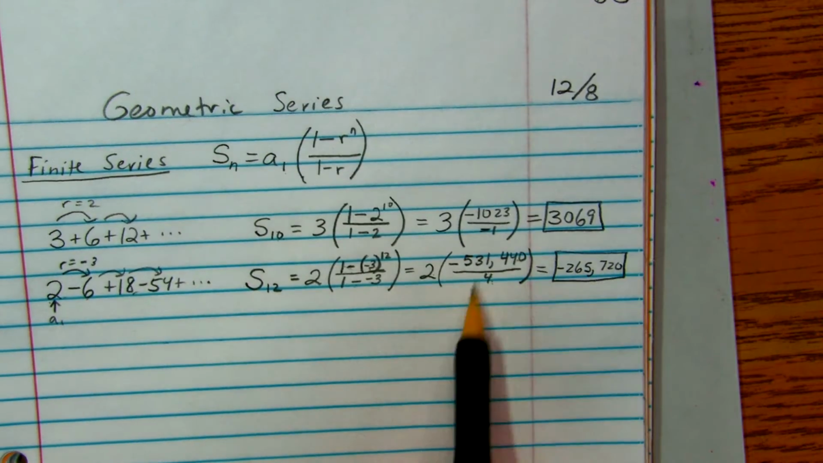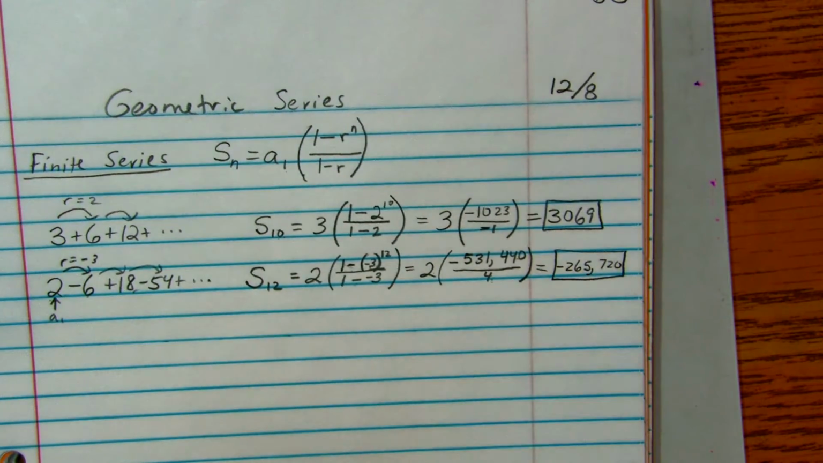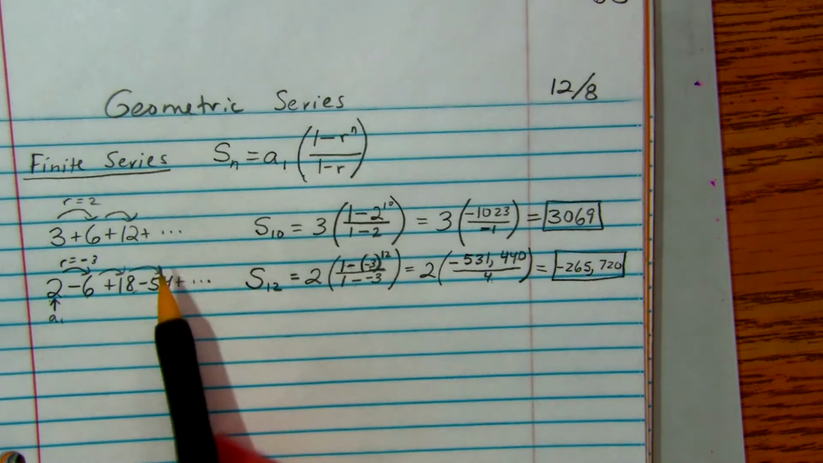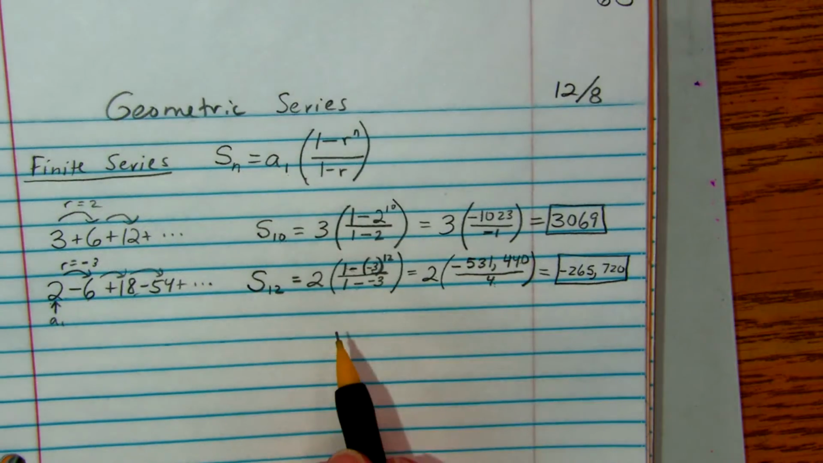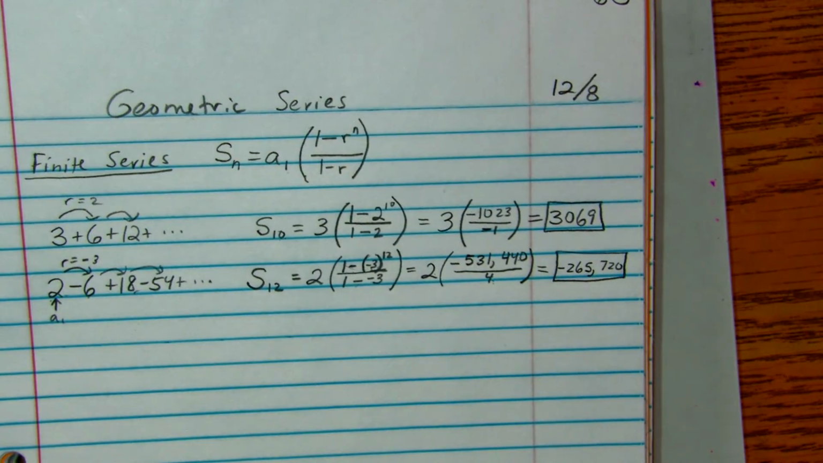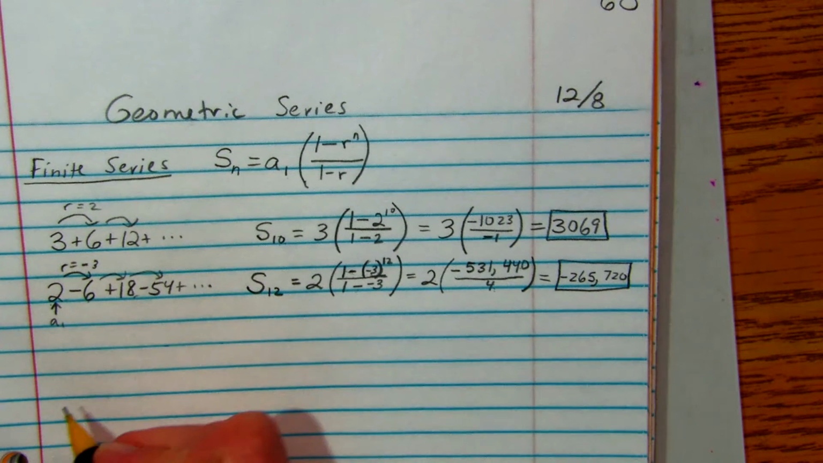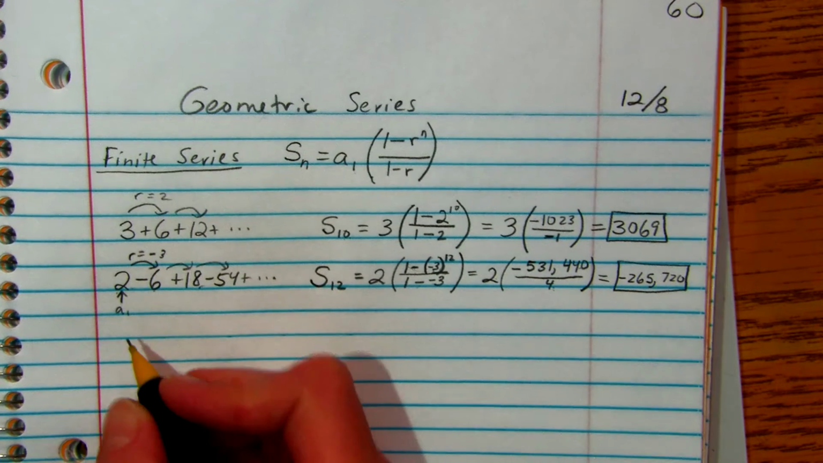This is still shorter even if there's only 12 terms. I could theoretically keep multiplying by -3 until I have all 12 terms, and then I could add them up. That is an option. This formula was mostly created because sometimes they're going to want you to do 100 terms or 1,000 terms, and it would just be too much to do with all the terms. Okay, we're going to do one more of these, and then we're going to switch gears.